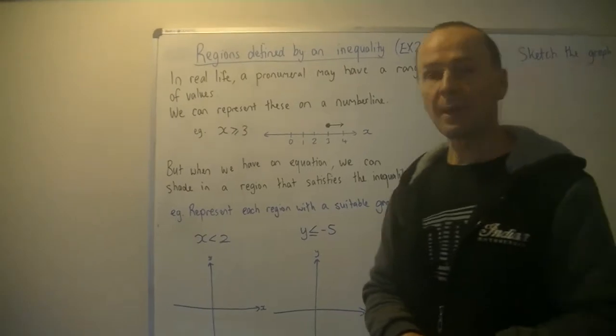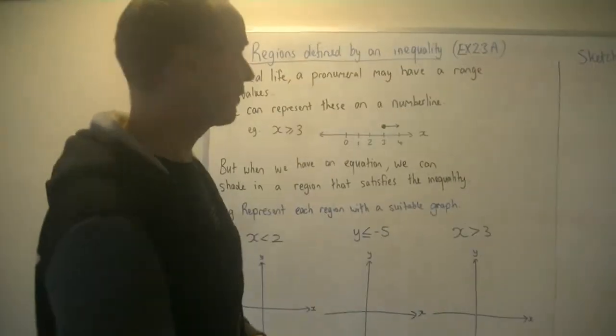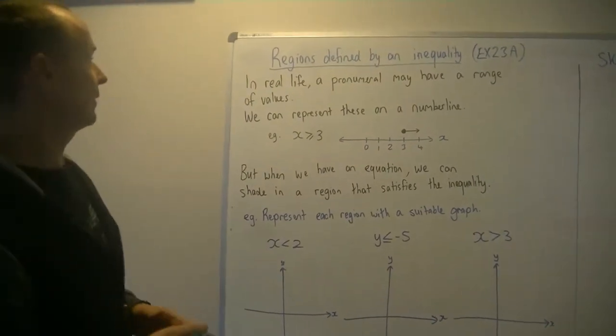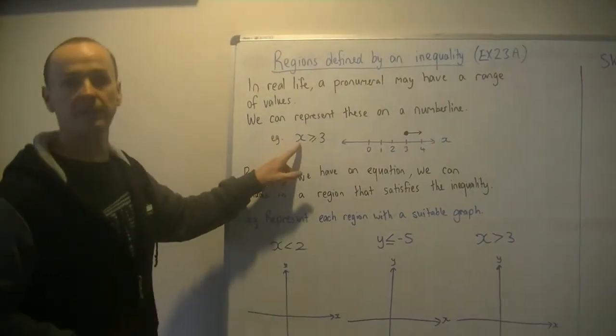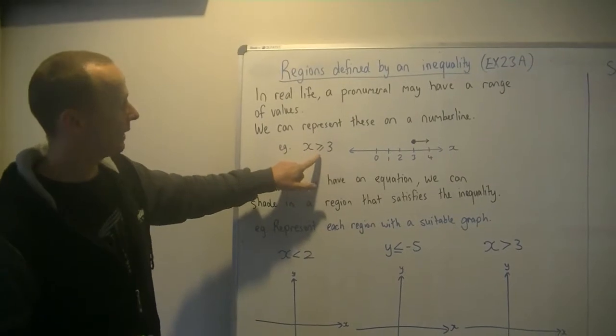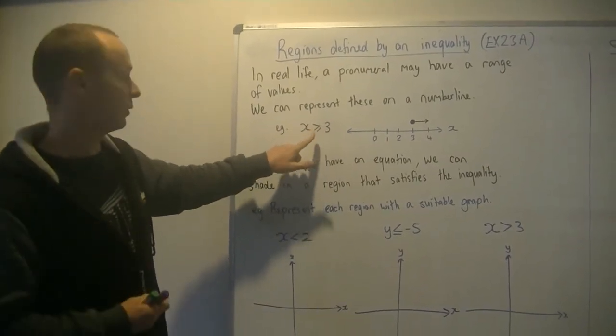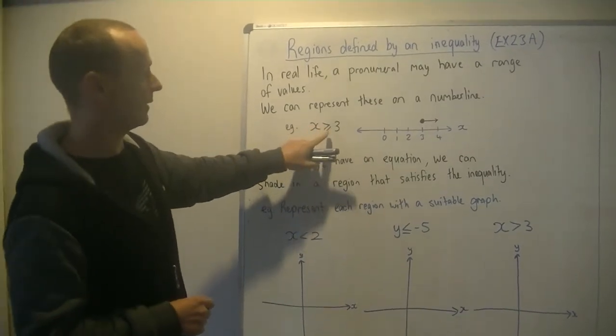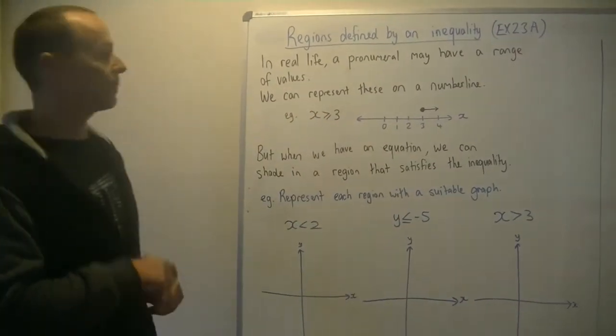Back in previous years in maths, you would have remembered number lines. These are called inequalities. An inequality just means instead of x equals 3, you've got a sign here: greater than or equal to, and less than or equal to. So this one says x is greater than or equal to 3. We can represent that on a number line.